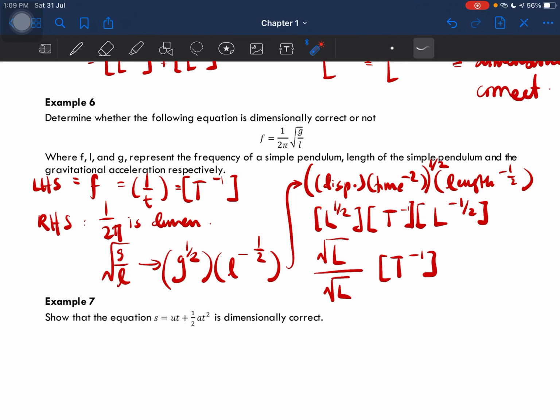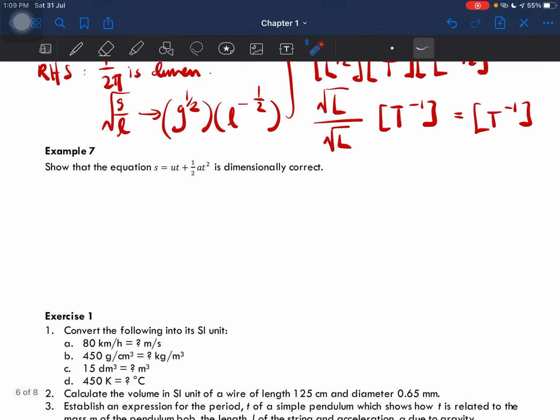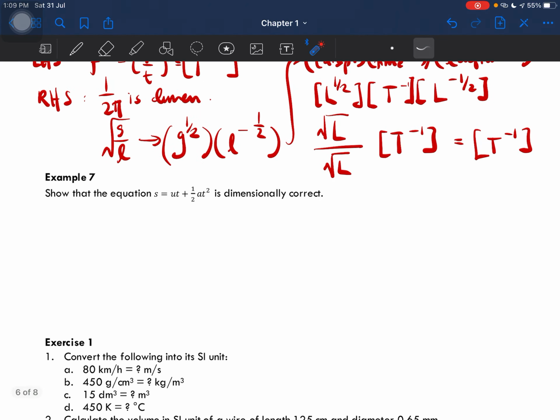Alright, so if we simplify this, we are removing the square root L, so we get the dimension as T negative 1 only. So let's see, right hand side is T negative 1, left hand side is T negative 1. Since they are equal, we can then say the equation is dimensionally correct. Okay, alright, last example 7.